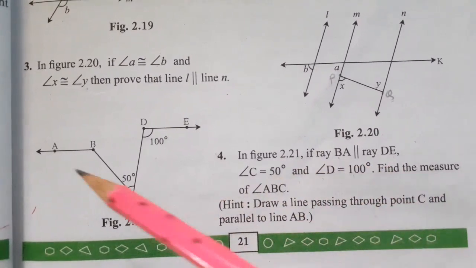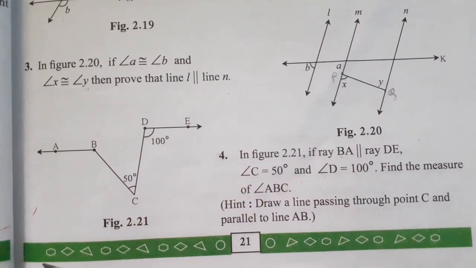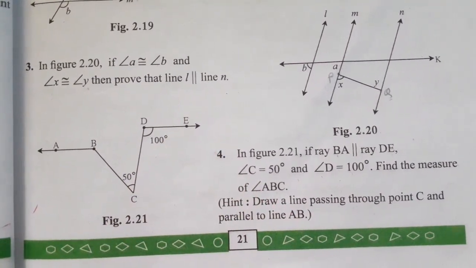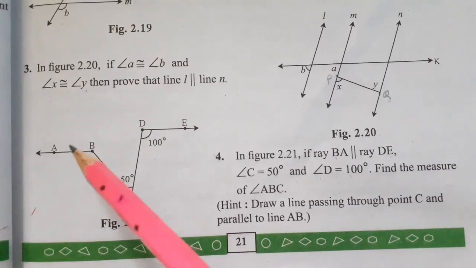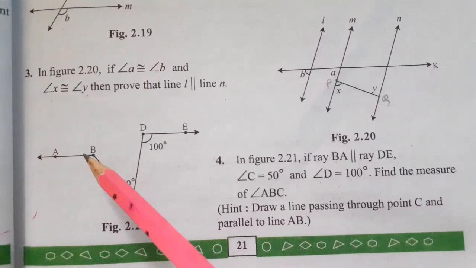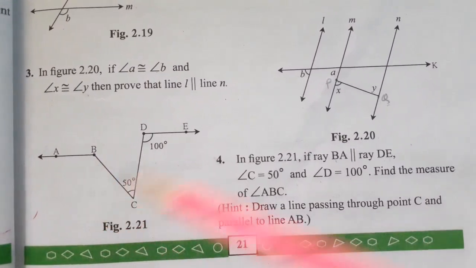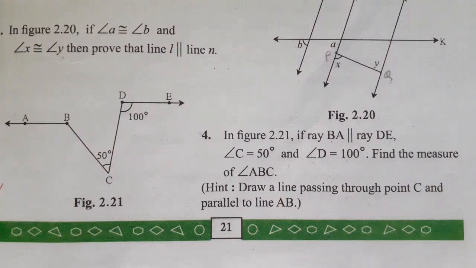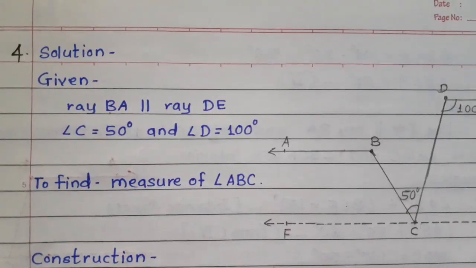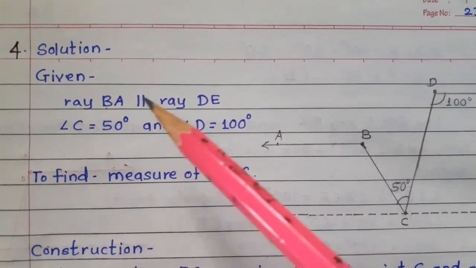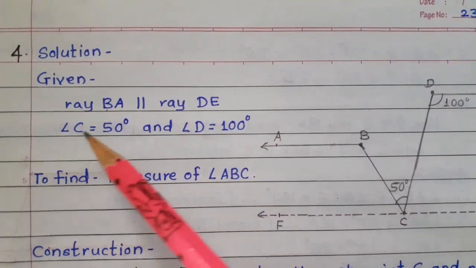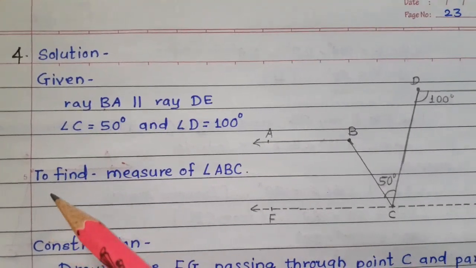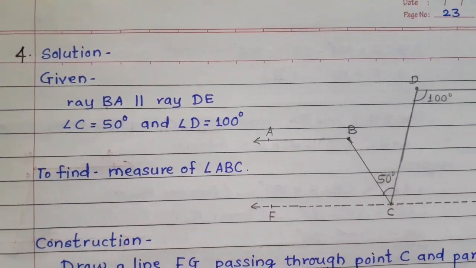Here ray BA and ray DE are parallel, the measure of angle C is 50 degrees and the measure of angle D is 100 degrees, and we have to find the measure of angle ABC. Also the hint is given: draw a line passing through point C and parallel to line AB. First of all, write down the given. Ray BA is parallel to ray DE, angle C is equal to 50 degrees and angle D is equal to 100 degrees. Here we have to find the measure of angle ABC.